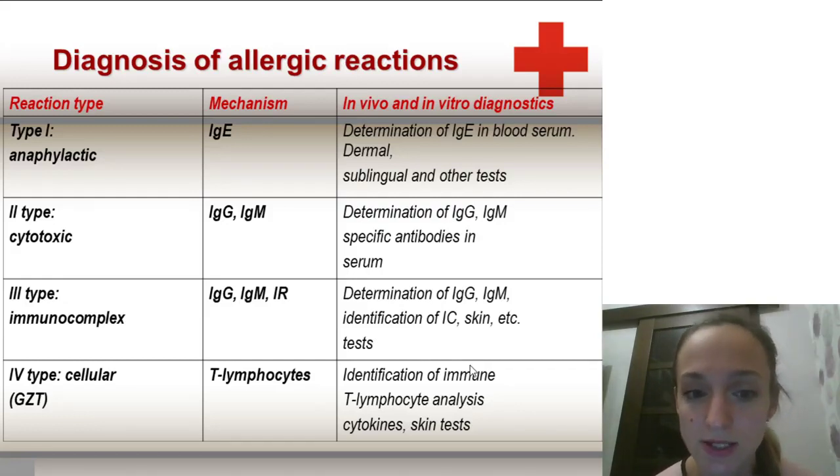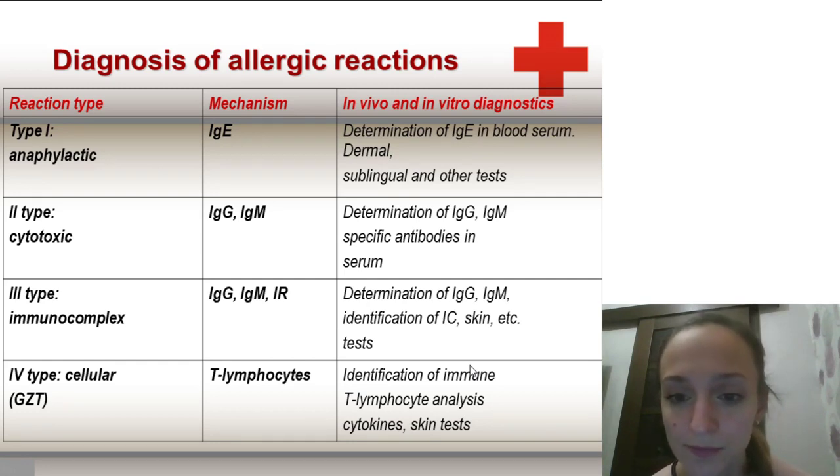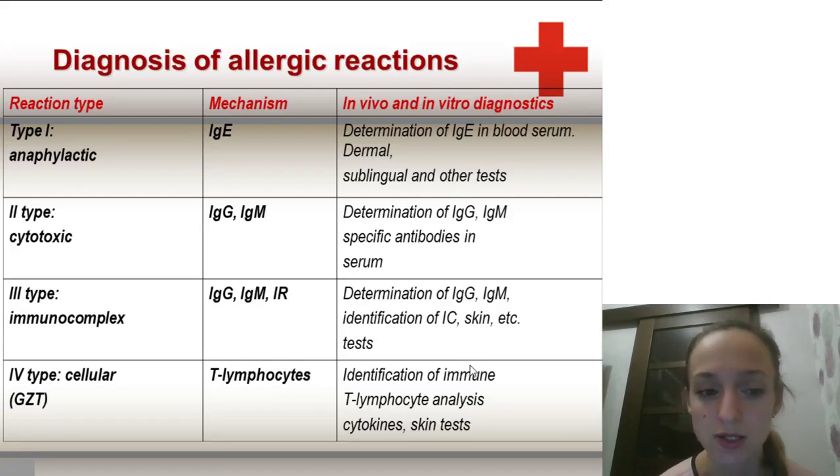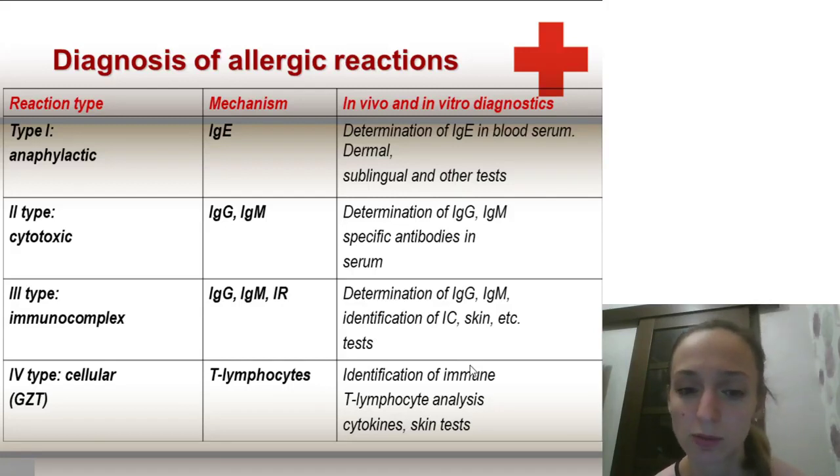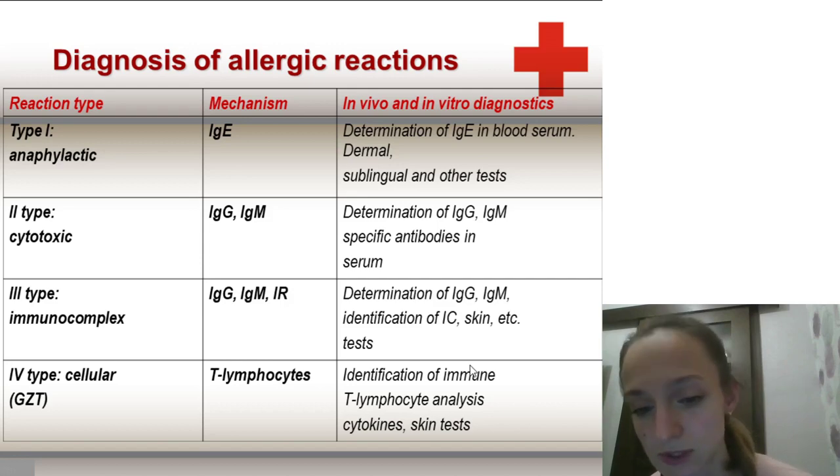Type 2, cytotoxic: immunoglobulins G and M, and specific antibodies in serum. Type 3: immunoglobulins G, M, and A, it is determination and identification in oral cavity, skin, etc., and different tests. Type 4: T lymphocytes, identification of immune T type of lymphocyte.